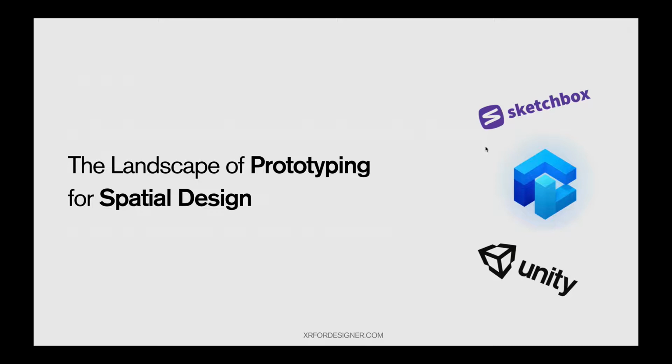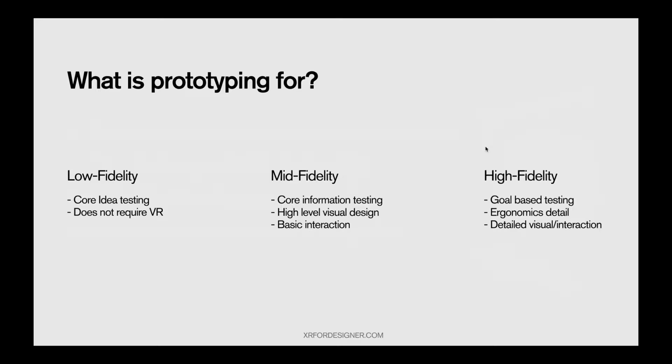We have Sketchbox, we have Unity, we have Maquette, we have Moment, we have Wild, we have all kinds of tools. How to choose when to use them? Generally speaking, we can separate VR and XR design into 3 tiers in terms of their finish. The first one is low fidelity. In low fidelity, you want to test your core idea. Core idea means the fundamental of your app.